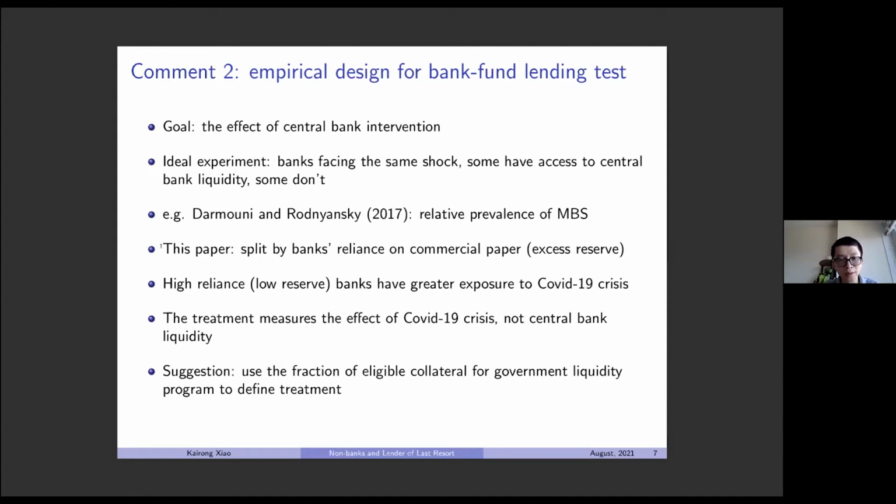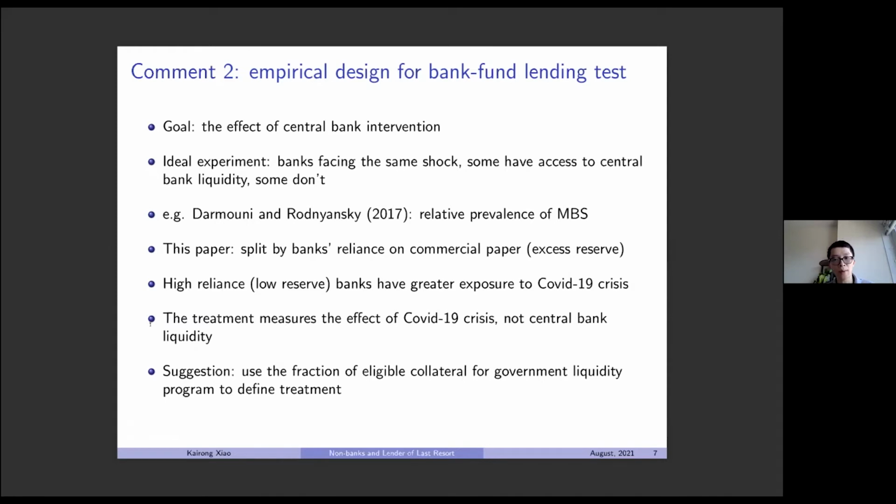This paper is doing something slightly different, which I think may not be ideal. The paper splits banks by their reliance on commercial paper, and they also do a second split by the amount of excess reserves they have. But these two things are very similar. The paper's point is that high reliance banks have greater exposure to the COVID-19 crisis because of the disruption in the commercial paper market, and then they compare banks with high reliance versus low reliance. My concern is that this treatment actually measures the effect of the COVID-19 crisis, not the central bank liquidity.